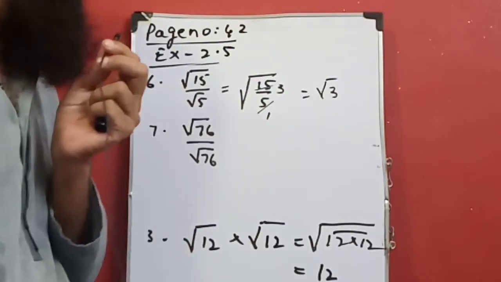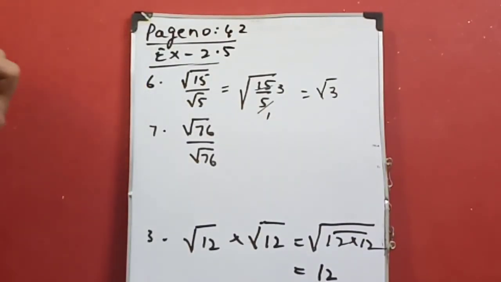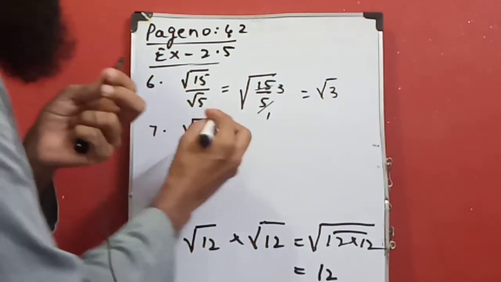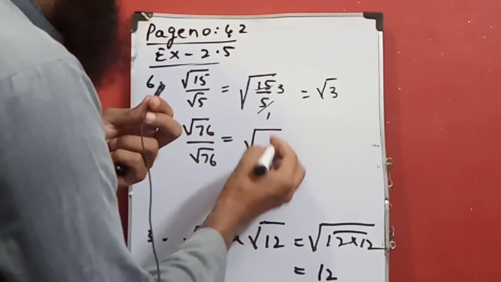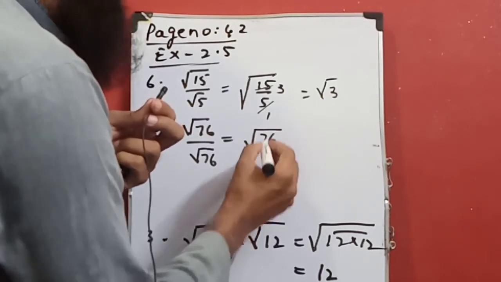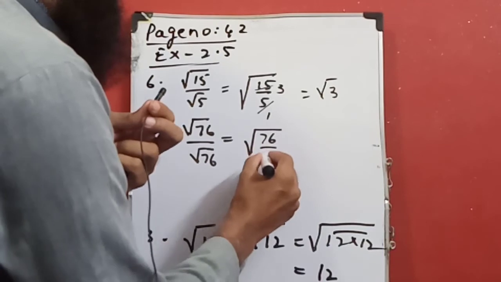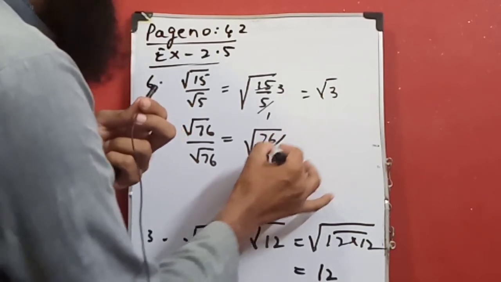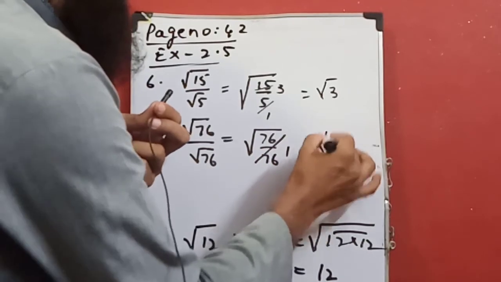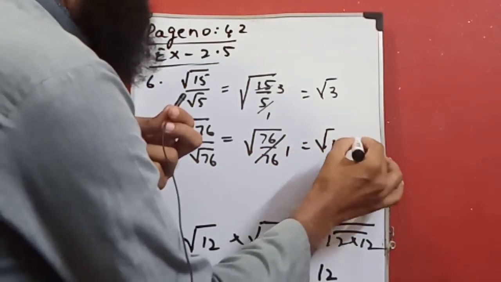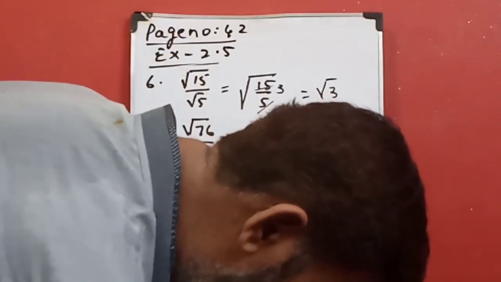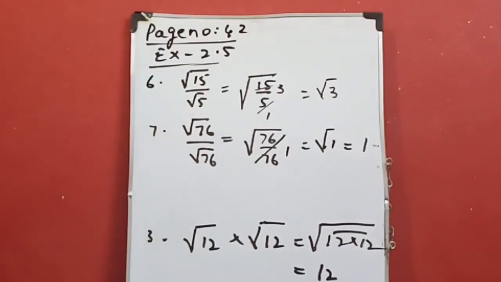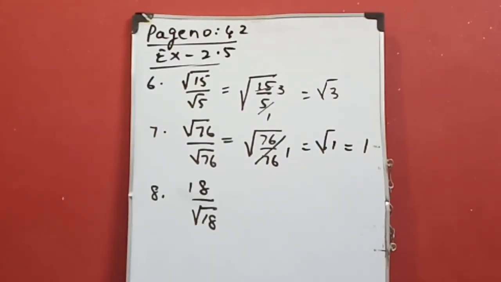In question number 7, both the numerator and denominator have the same radicand, and first we write both the denominator as well as the numerator in a single radical sign. 76 over 76, both are similar, and we cancel them. It comes as 1. Square root of 1 is 1. This is your answer. Now come to question number 8.